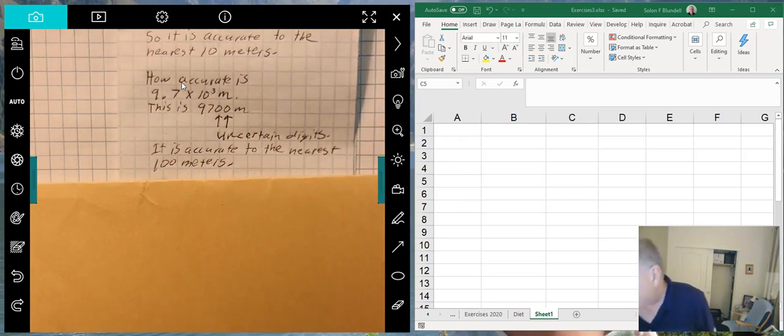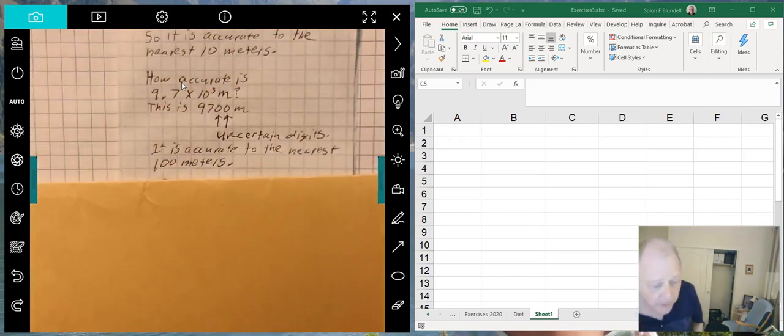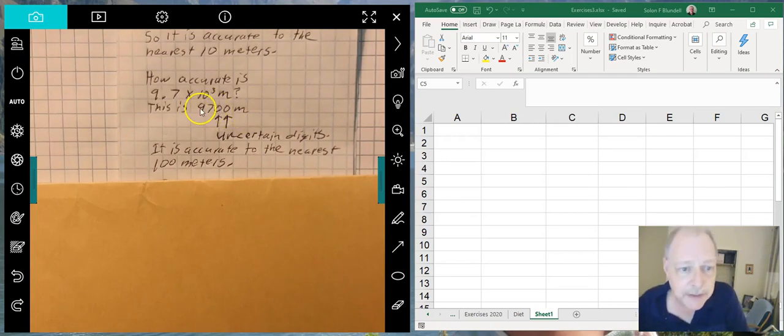So now, how accurate is 9.7 times 10 to the third meters? Well, in ordinary notation, you take the 9.7 and then times 1,000 meters, and you get 9,700 meters. We started with 9.7 kilometers, and we ended with 9,700 meters, but those last two digits, the ones that come after the 7, are not really known to us. And so the accuracy is really only to the nearest 100 meters. This is different from what we got in the previous problem. So that exponent, changing the 2 to a 3, made a difference in the accuracy.